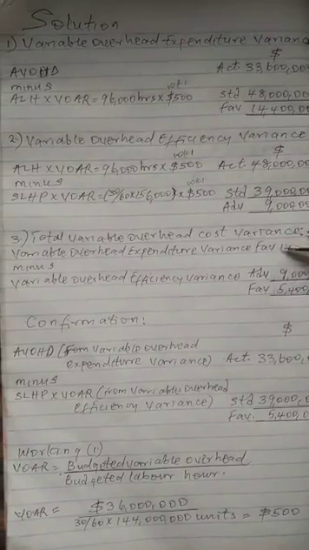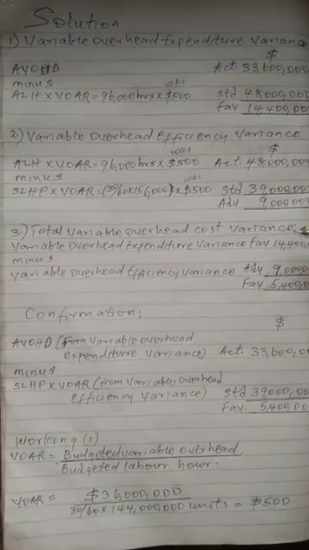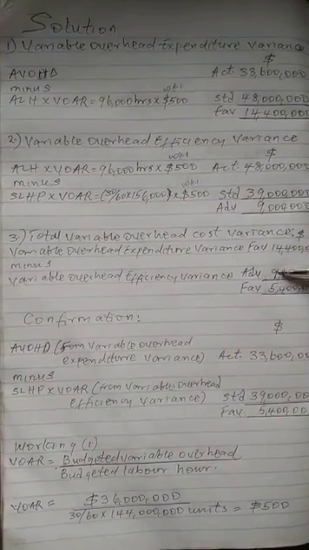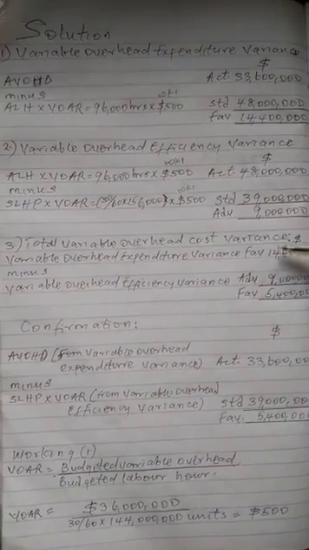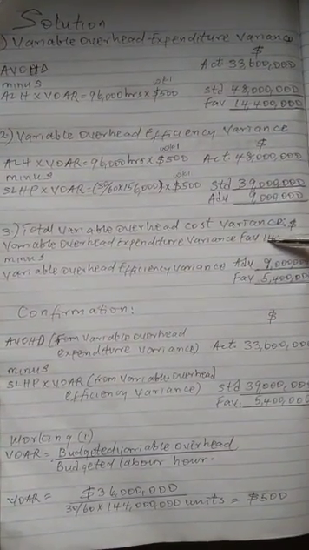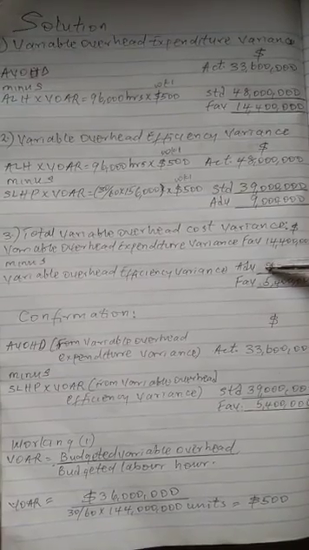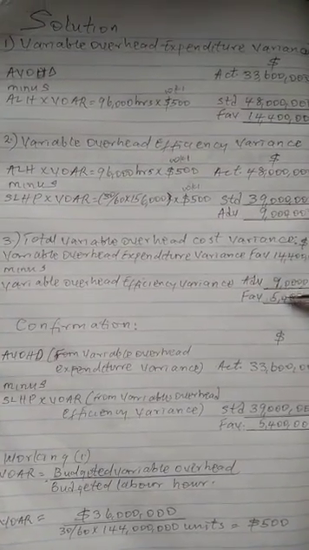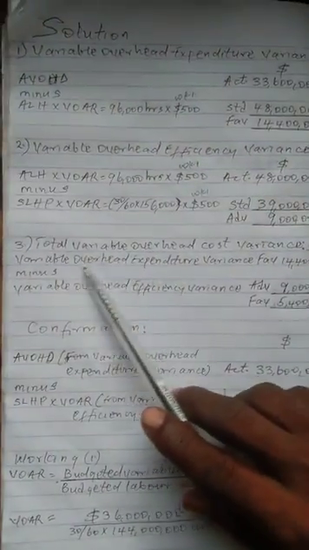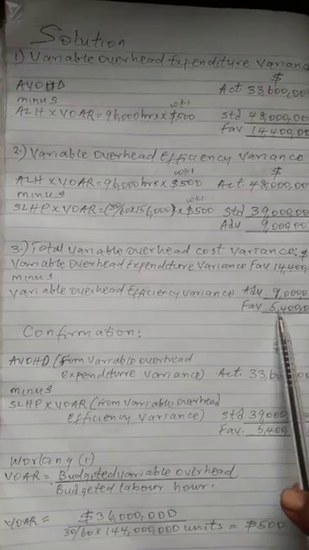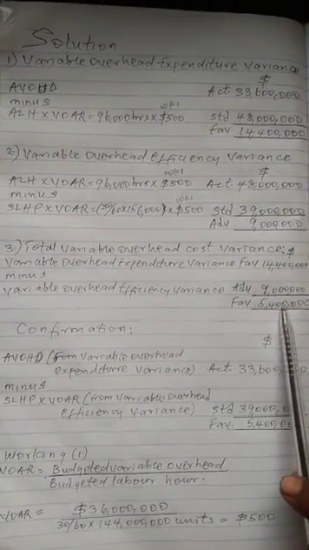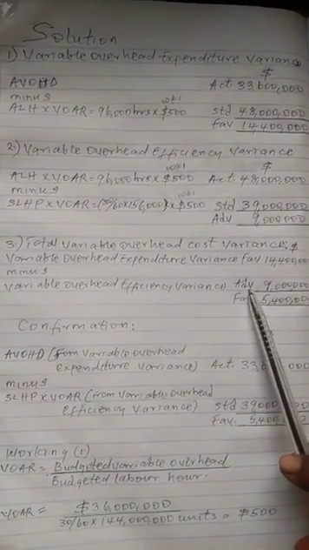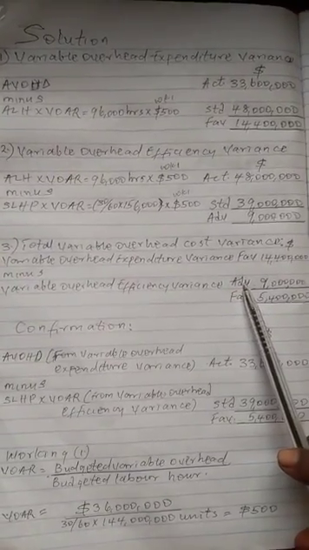Plus and minus. That means the company spends lesser. That is when you have favorable. And when the company spends higher, the company has adverse. So when the company spends lesser, you deduct the one that is spent higher from it, and you arrive at favorable. So the answer to total variable overhead cost variance is 5,400,000.